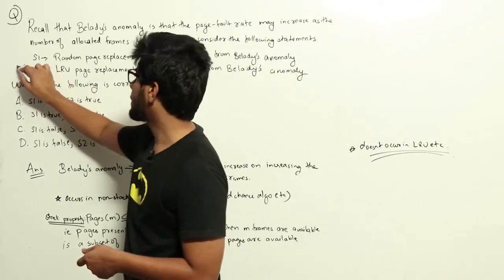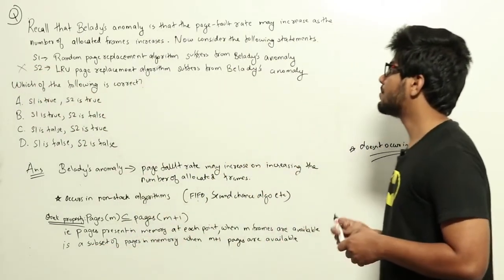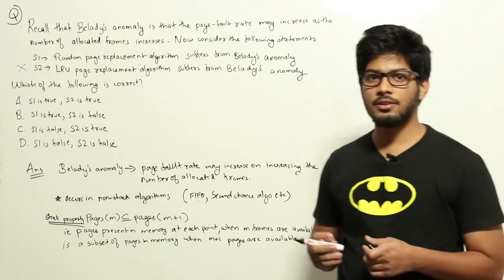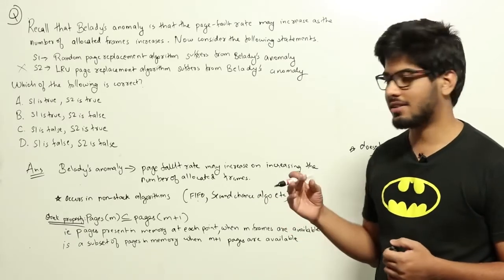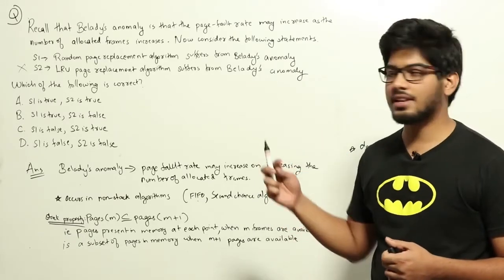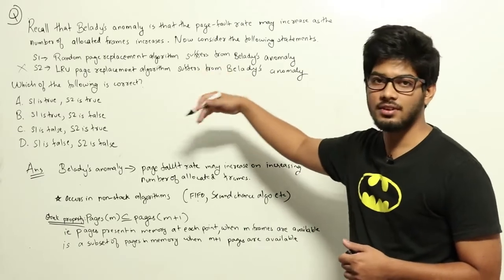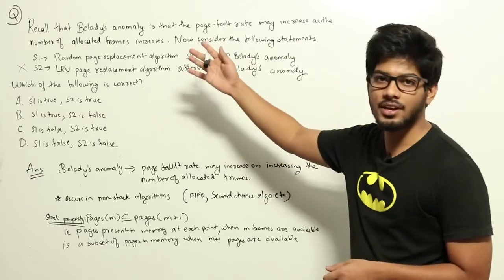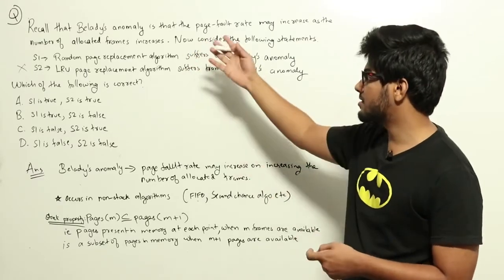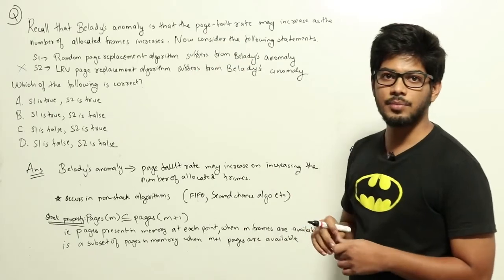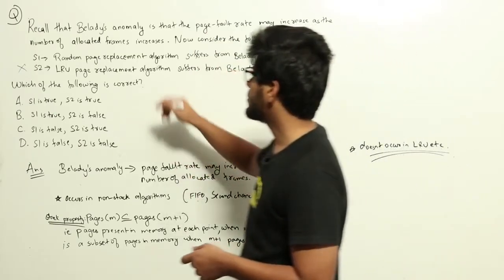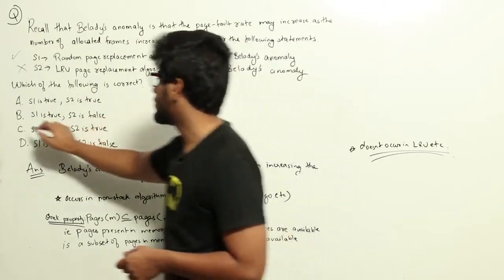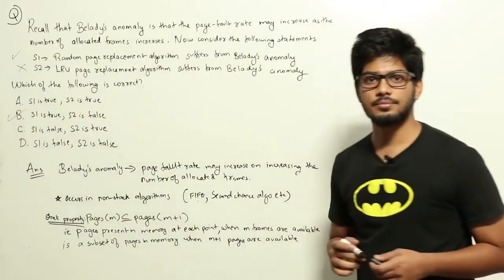Now this is false. S1, random page replacement algorithm suffers from Belady's anomaly. Now for random page replacement algorithm, the page replacement can happen in any fashion. Meaning there can be cases when the random page replacement algorithm behaves just like first in first out. Random can be anything, so it can become first in first out also. If it becomes first in first out, then clearly it will suffer from Belady's anomaly. So random page replacement algorithm may suffer from Belady's anomaly, which means that S1 is true and S2 is false. So B is the right answer.